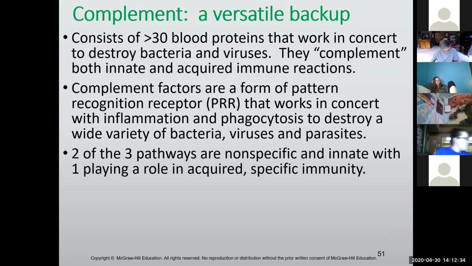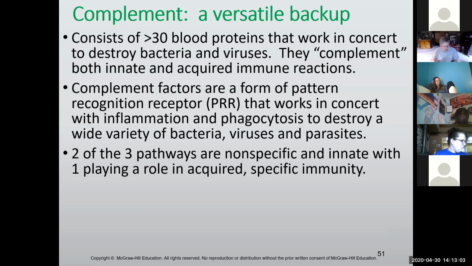Figure 14.20. At the top of that page, there's a yellow box, an orange box, and a blue box. These describe 3 different pathways of how complement proteins work. And I don't want you to necessarily know about the difference between those 3.